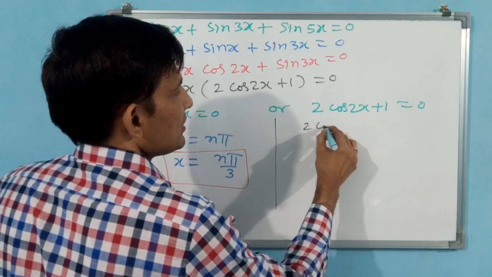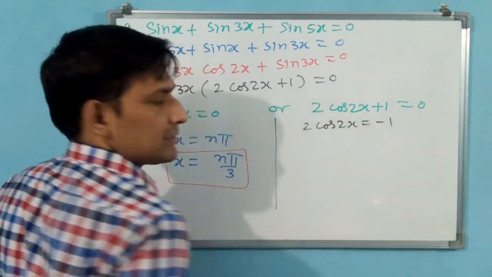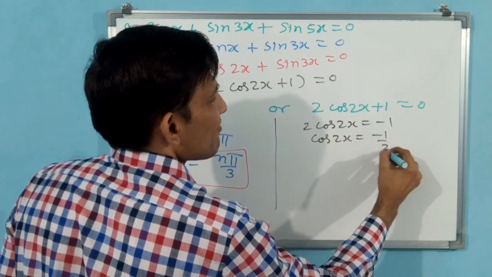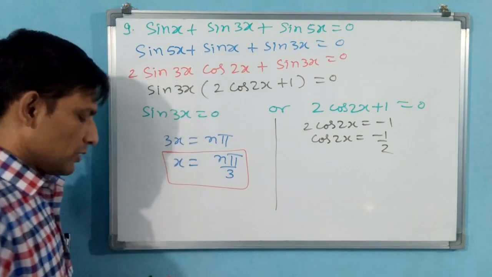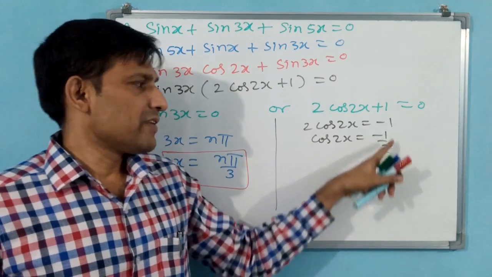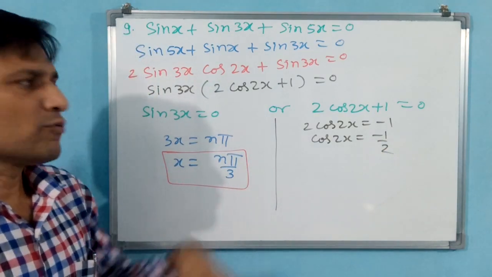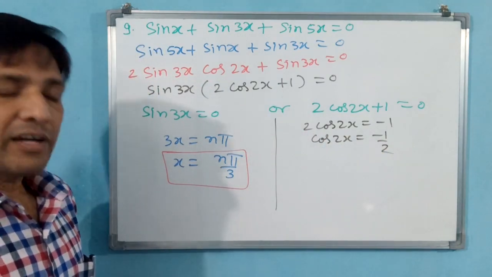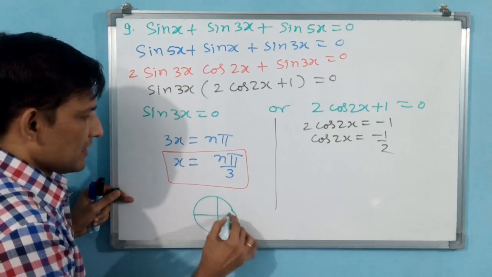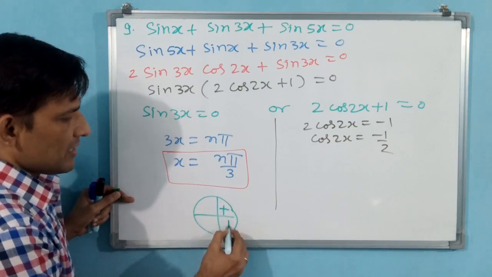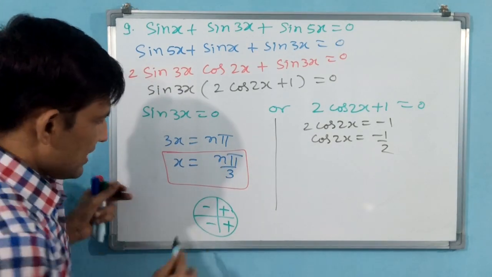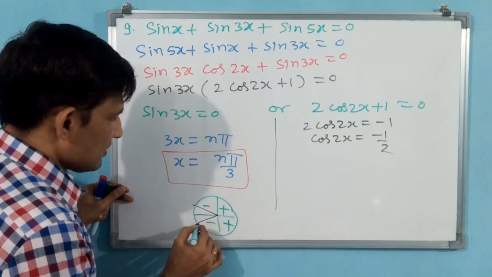2 cos 2x is equal to minus 1. Cos 2x is equal to minus 1 by 2. Why? Because this 2 is going to divide. Now you tell me, this 2x you take as theta. In cos where 1 by 2 will come, first positive you think, then we will make it negative. Where it will come? In cos, you see this is cos. All silver tea cups cos. Minus has come, for horizontal axis both like this will come.